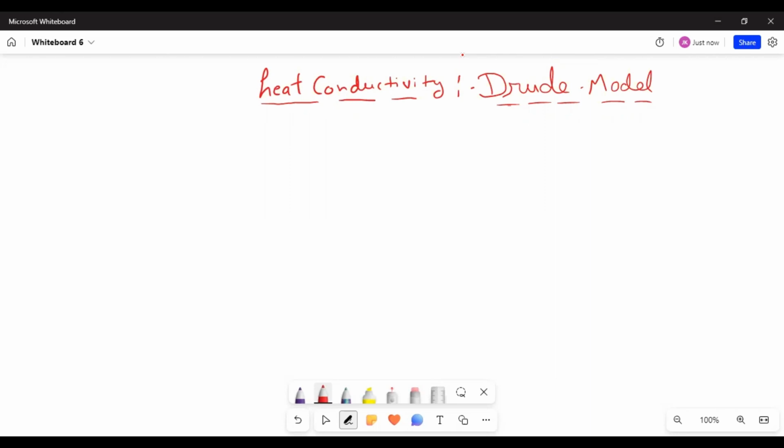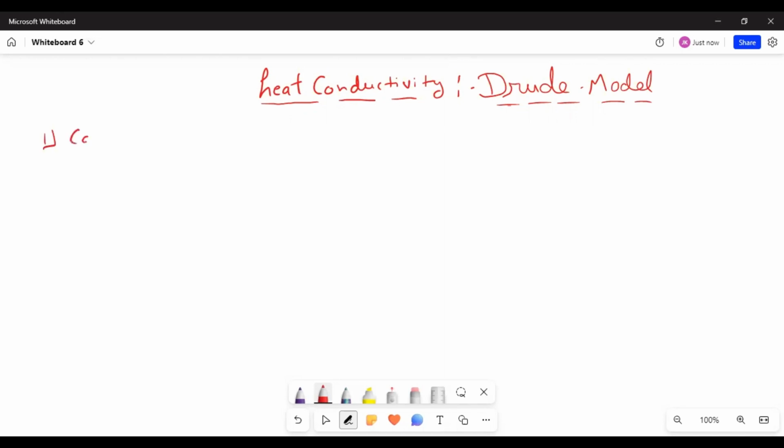Hello, today's lecture is about thermal conductivity. It is the extension of our previous lecture on the Drude model. Heat conductivity, or thermal conductivity, is actually heat transfer, and it occurs using three different methods.